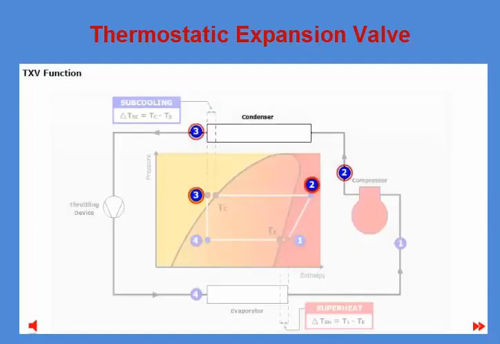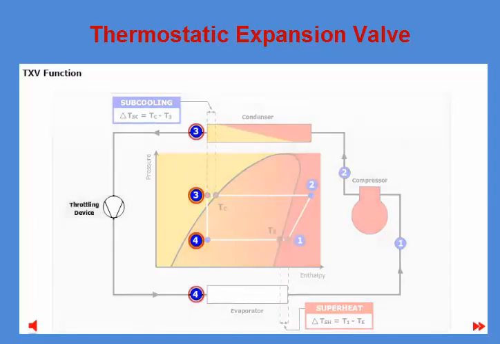Next, between points 2 and 3, the refrigerant is cooled down in the condenser, thereby condensing from vapor to liquid. Refrigerant leaves the condenser as a subcooled liquid. Pressure is not changed in the condenser.